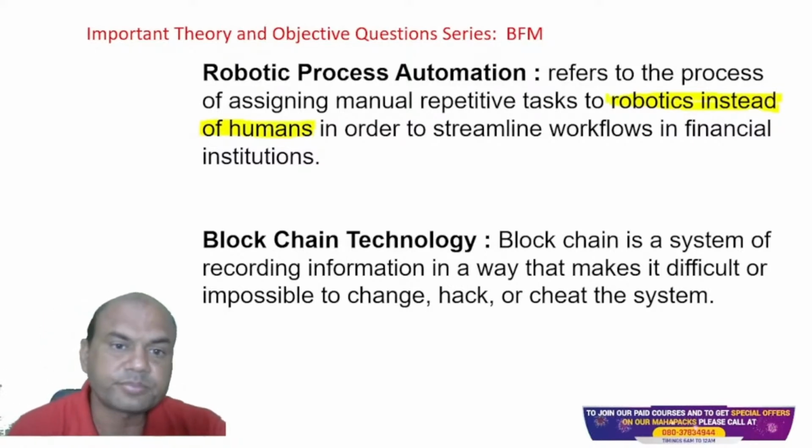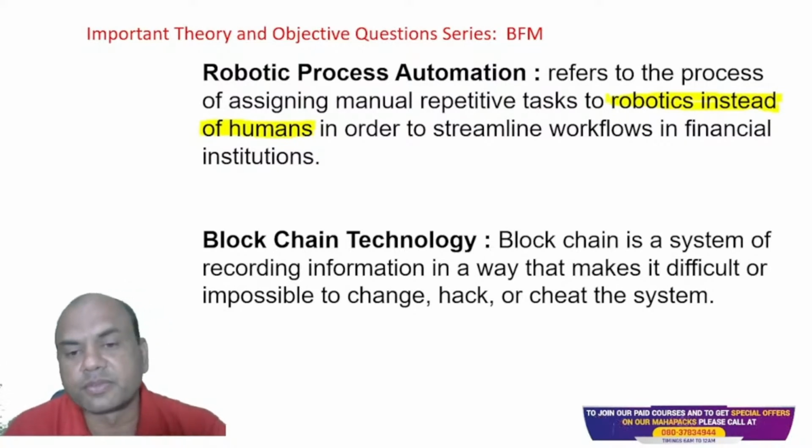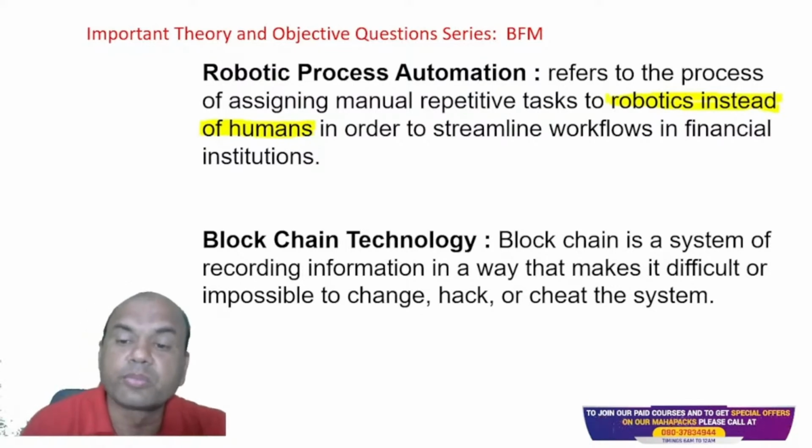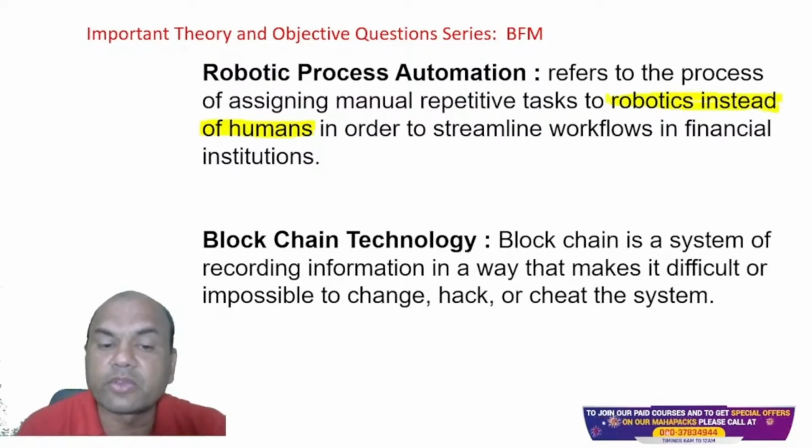Okay. Blockchain technology. Blockchain is a system of recording information in a way that makes it difficult or impossible to change, hack, or cheat the system. So blockchain is basically recording information.